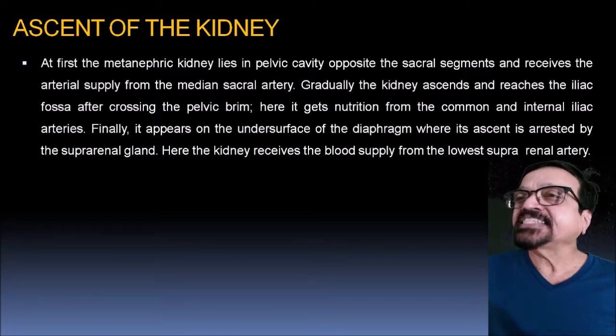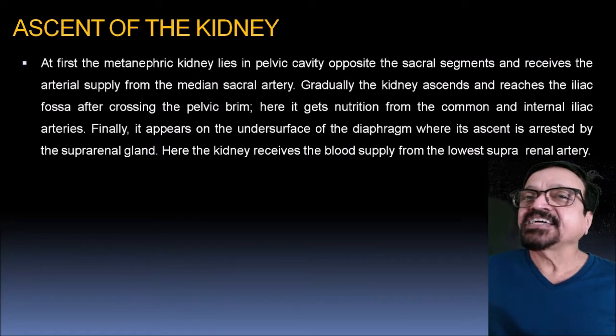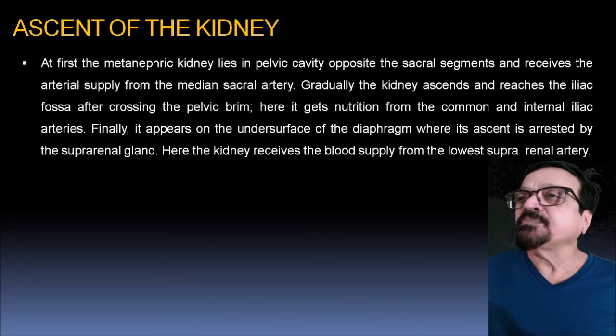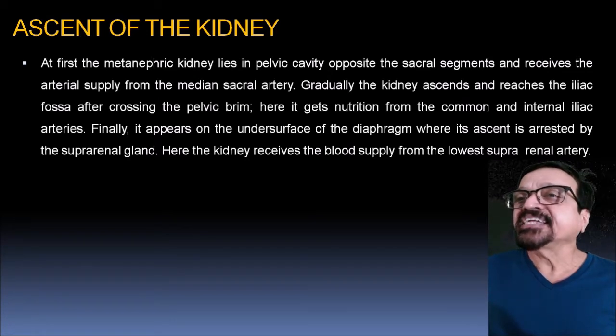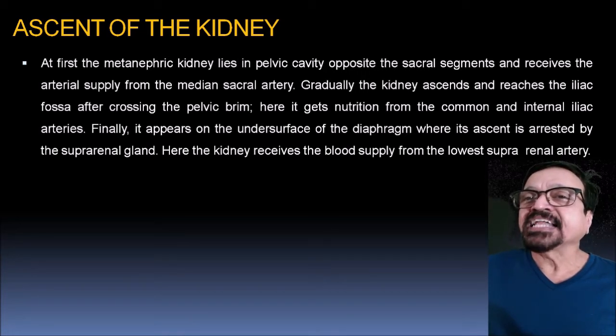Gradually the kidney ascends and reaches the iliac fossa after crossing the pelvic brim. Here it gets nutrition from the common and internal iliac arteries. Finally it appears on the inferior surface of the diaphragm, where its ascent is arrested by the suprarenal glands.